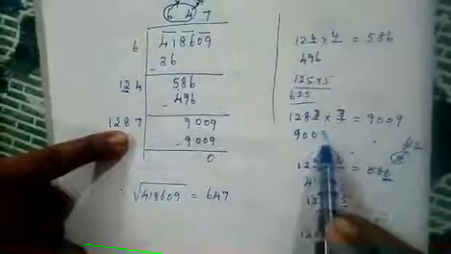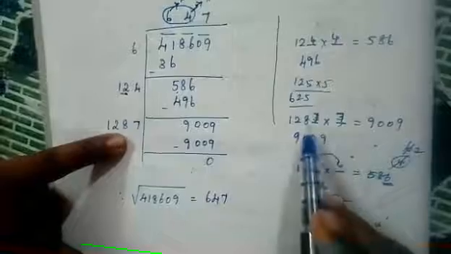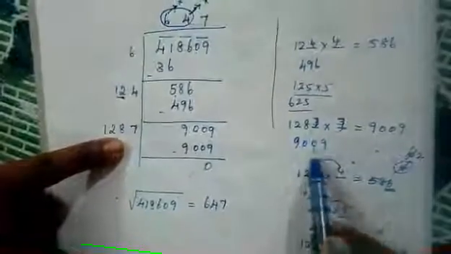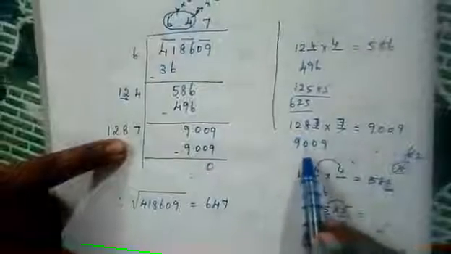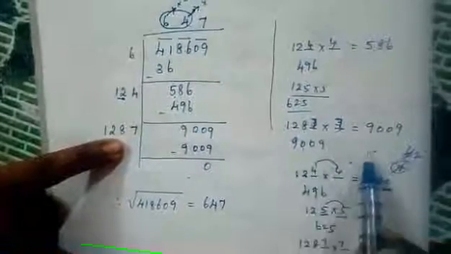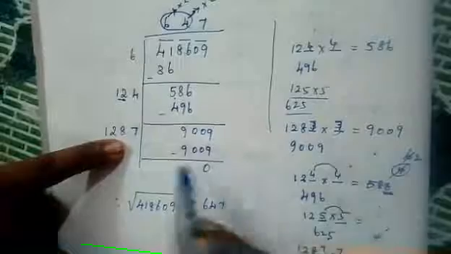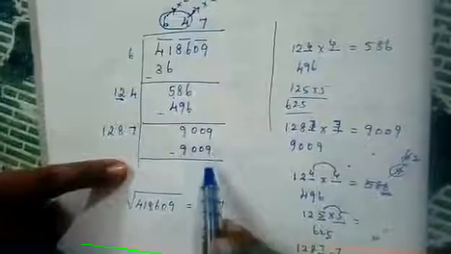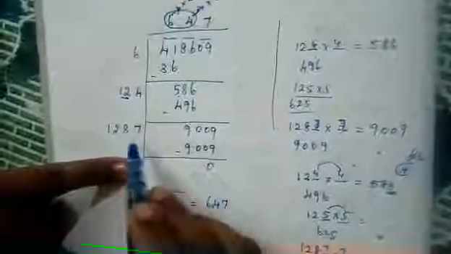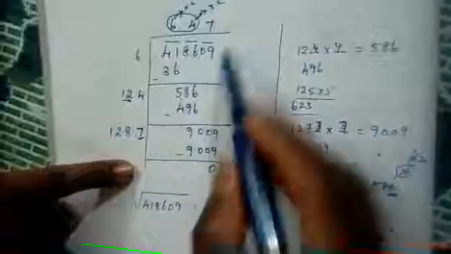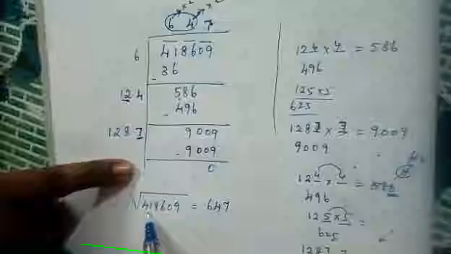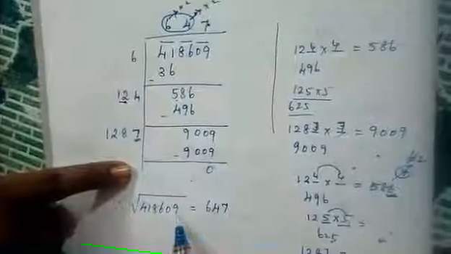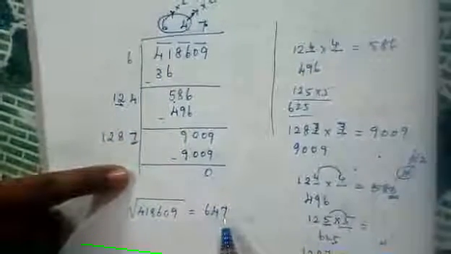7 7s are 49, balance 4, 8 7s are 56, 56 plus 4 is 60, balance 6, 2 7s are 14, 14 plus 6 is 20, balance 2, 1 7 is 7, 9. So 9009. So you have to subtract these, it is 0. Whatever number you write here, the same you have to write in the quotient. Therefore, the square root of 4,18,609 equals 647.